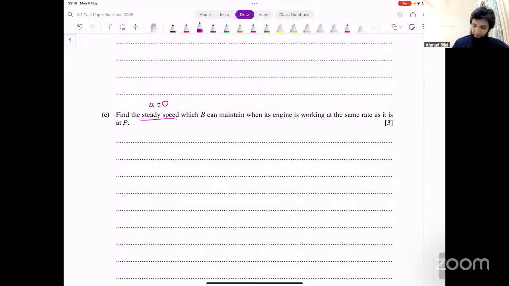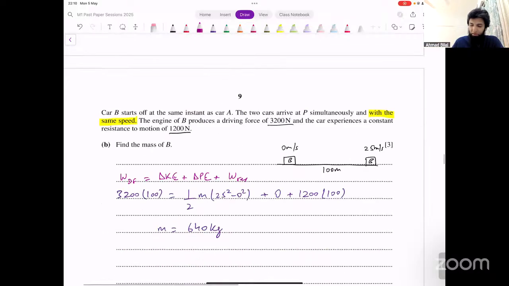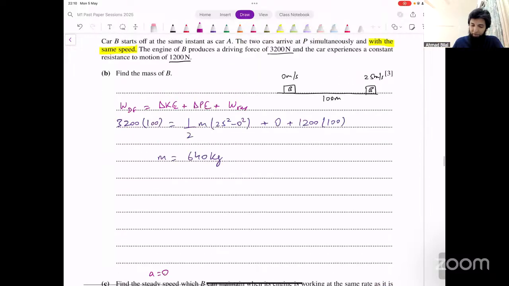Okay. Rate of work. Working at the same rate. What's that? That's the definition of power, right? Rate at which something is working. So they're saying whatever was the power at the point P, it remains the same later on as well. Power is equal to driving force into velocity.